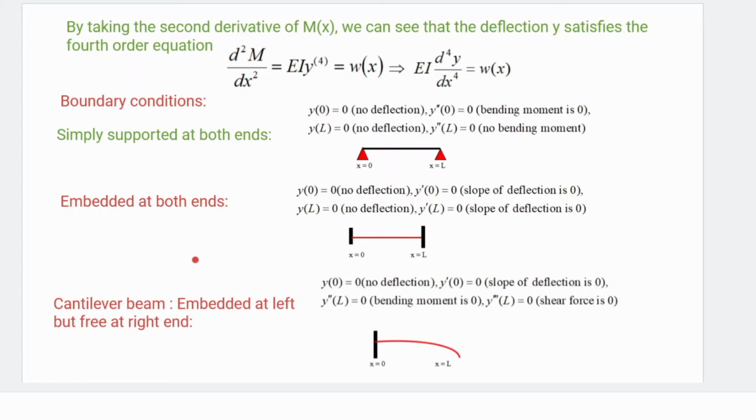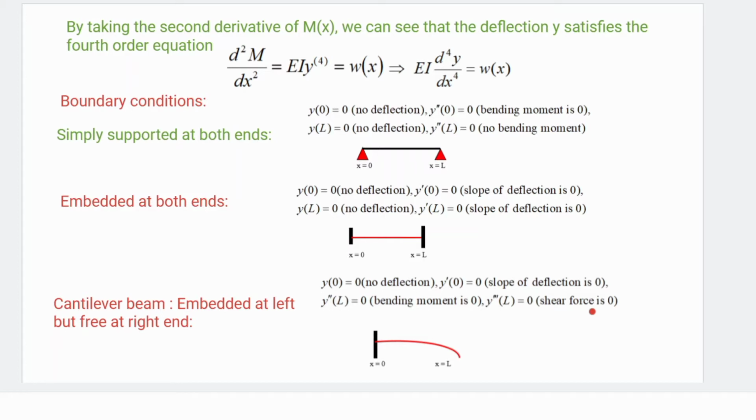Another kind of boundary condition can be found, that is the cantilever beam. For a cantilever beam, embedded at the left but free at the right end, we can set up the boundary conditions y at 0 equals 0, means no deflection, y prime at 0 equals 0, that means slope of deflection is 0, y double prime at L equals 0, that means bending moment is 0, and y triple prime at L equals 0, that means shearing force is 0.